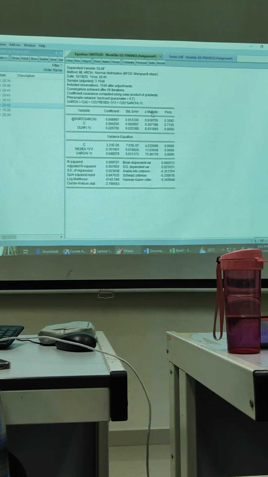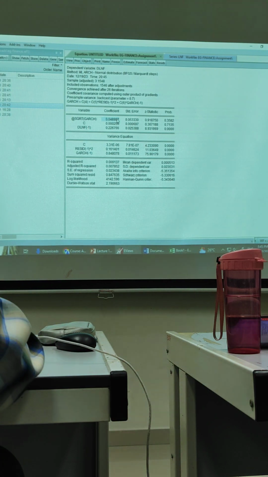Again, this is your mean equation, and this is your variance equation. So this is your variance, this is your mean. But what happened? Did the risk have any impact on the return? No, because the risk now is not significant. The risk is not significant in the mean equation, 0.35, and the risk is positive. So it means that the higher the risk, the higher the return, but not significant.